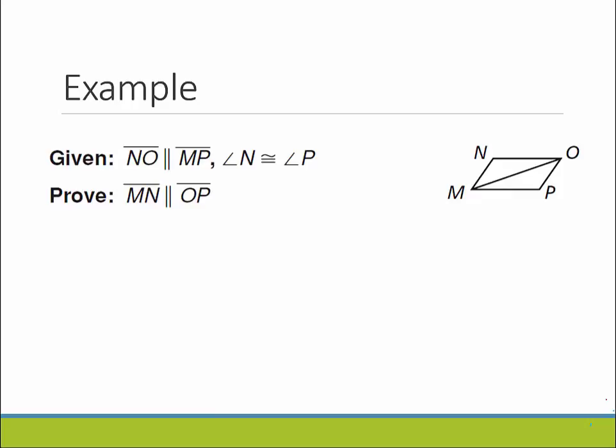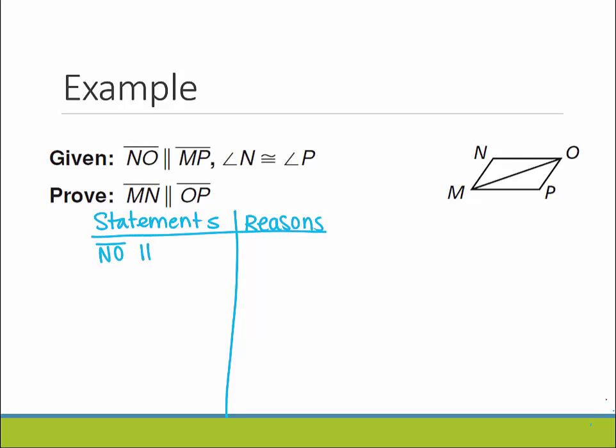Alright, so let's try this one. We have our statements and our reasons column. So the first thing they tell us is that NO is parallel to MP. So if we look on our picture, NO is parallel to MP. Sometimes it helps to think of these as actual lines that go on forever and ever. And because they're parallel, we know there's something special about this MO that crosses here. That's our transversal. So from that, we know that we have alternate interior angles that are equal.